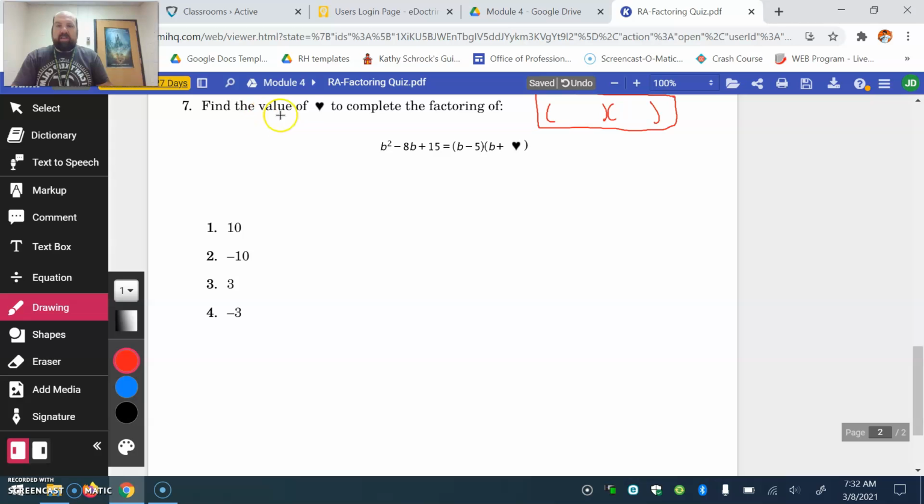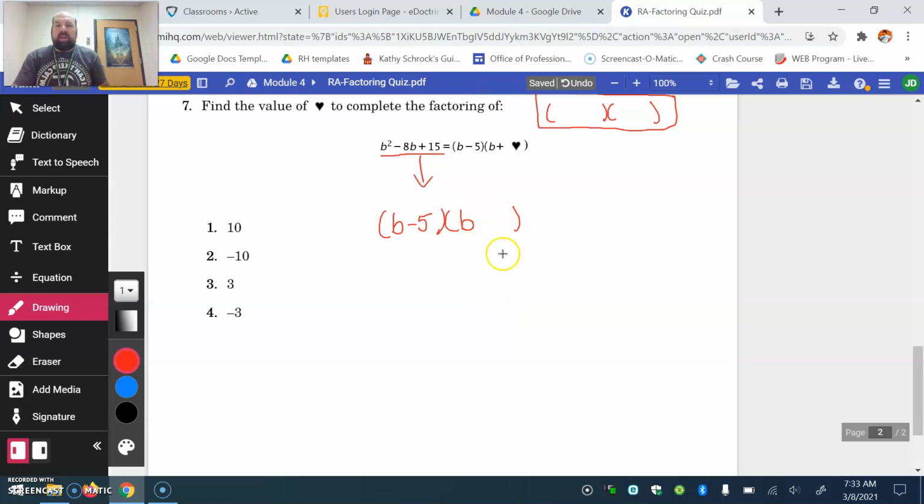Okay, last one. Find the value of heart to complete the factoring. So we've got b squared minus 8b plus 15. Either take each of these values and substitute it in for the heart and expand it, or what I think would be easier, take this and factor it. You already know what part of it is going to be, b minus 5. Over here, I would just put b because there's a little trick to this one. That's all I'm going to say.